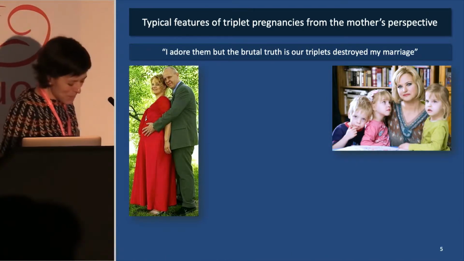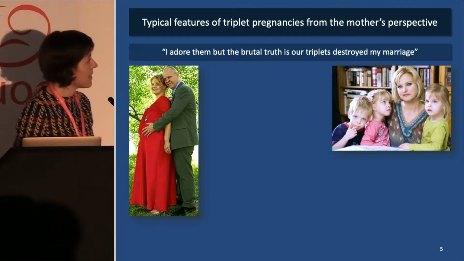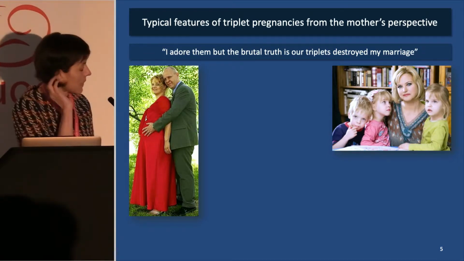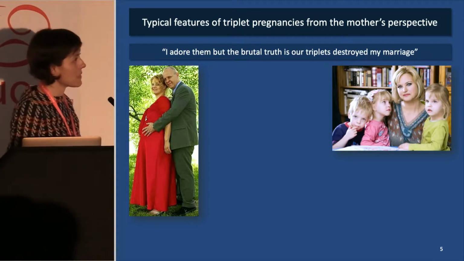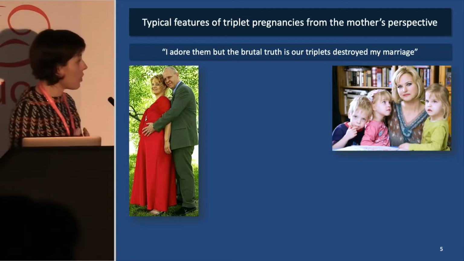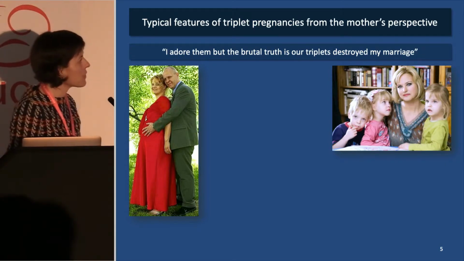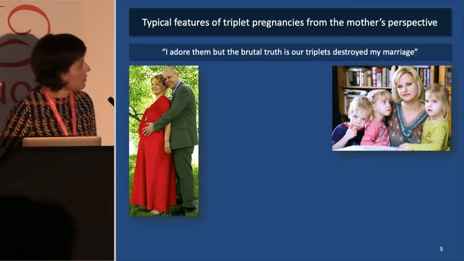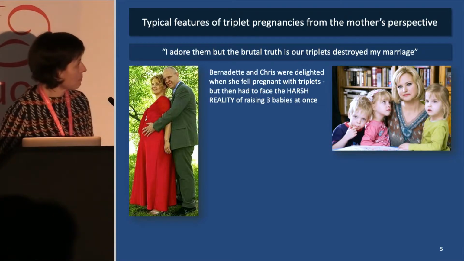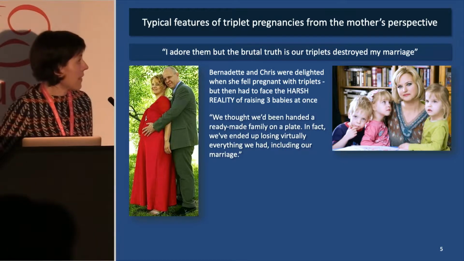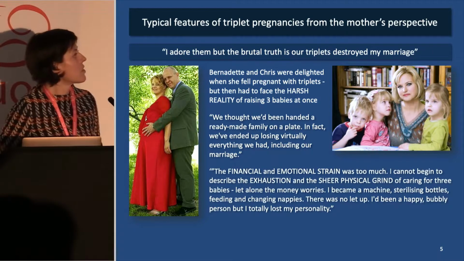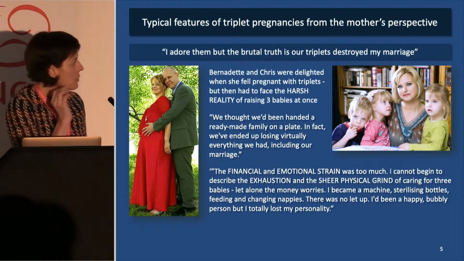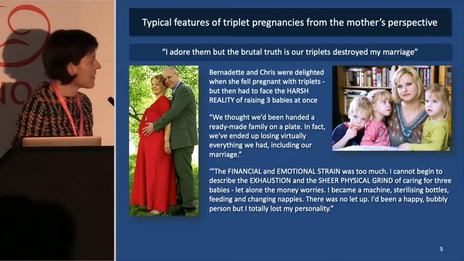And this is from the tabloids. I think it's a typical triplet pregnancy because most triplets are the result of fertility treatment. So these patients are really happy after a long period of trying to conceive that they have this option of having an instant family. But this lady, her marriage broke up because she underestimated the strain to look after 3 babies at the same time.